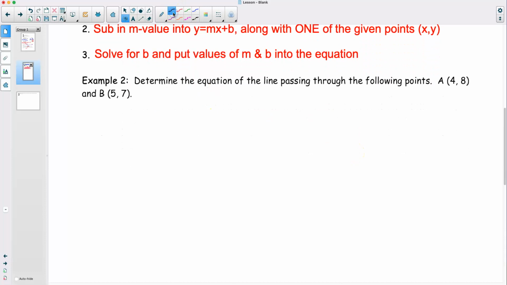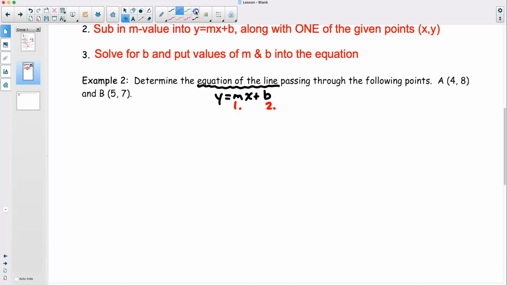So we want to determine the equation of a line. Again, as soon as I see this with my brain, I'm automatically thinking of y equals mx plus b. As soon as it's asking for the equation of a line, that's what our final answer is going to look like. Okay, so it passes through the following points, A, 4 and 8, and B, 5 and 7. So just by looking at this equation, it kind of gives you a hint too of what you have to solve for first. You can see this m comes first, and then this b is the second variable we have to find that comes second.